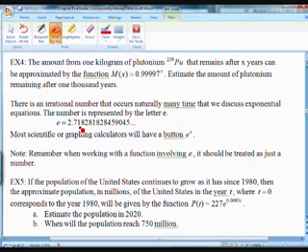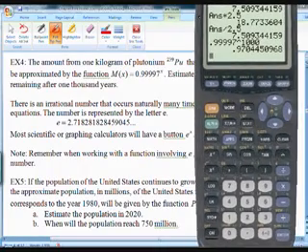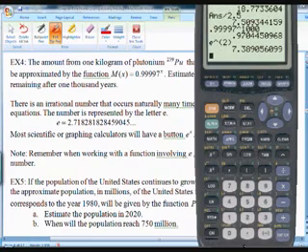Most scientific or graphing calculators will have a button e to the x, and actually the 83 for some reason has 2 e buttons. I guess it's that important. You've got e here above the division symbol, and you've got e over here above the natural log symbol. This e is for when you want to raise e to a power, like if you want to do e to the second power. The one over here, e to the x.